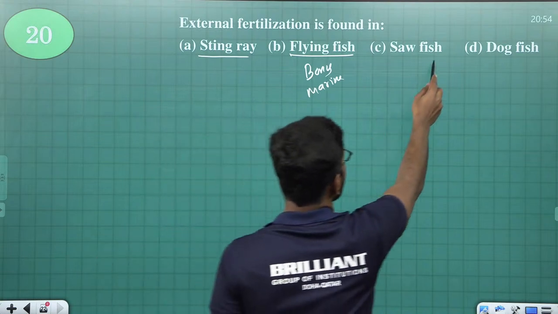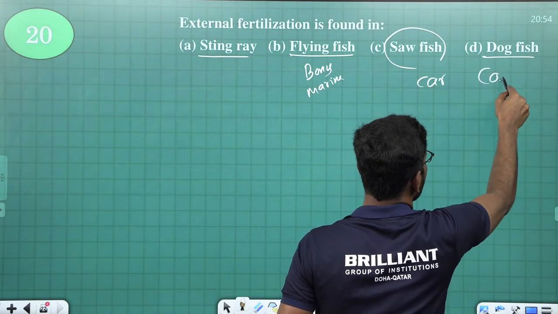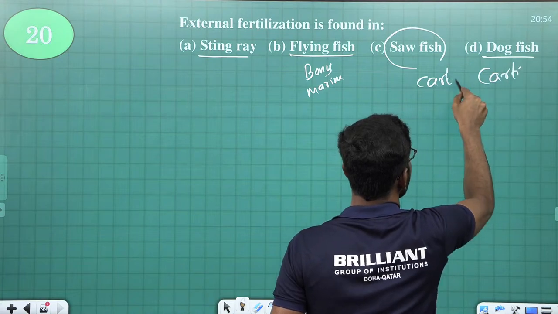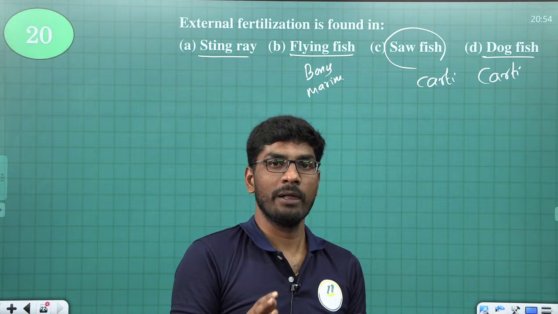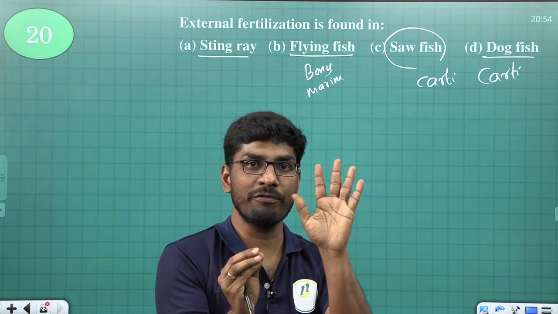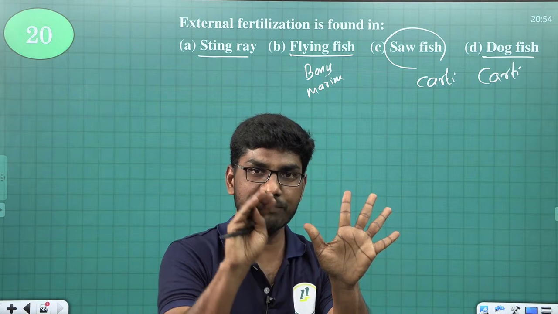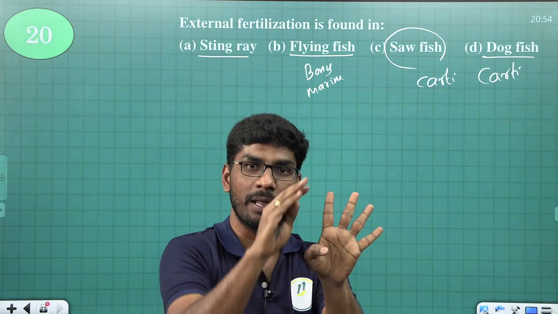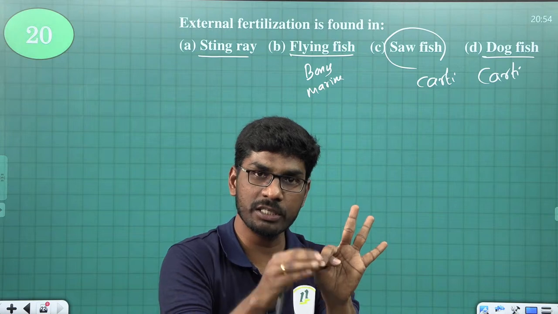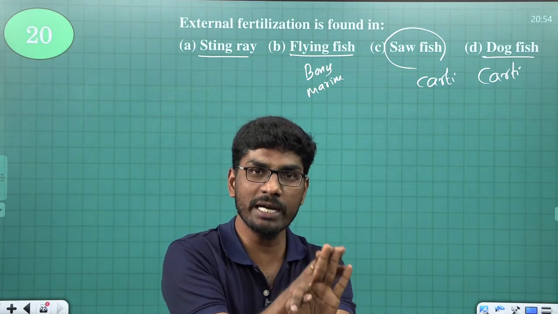Next, sawfish, cartilage, again cartilage. Dogfish, Scoliodon, again cartilage fishes. My dear little kids, remember all of you, in the case of the five vertebrate classes: among fishes, cartilage fishes have internal fertilization, bony fishes have external fertilization. Amphibia, external fertilization. Rest of all are internal fertilization.